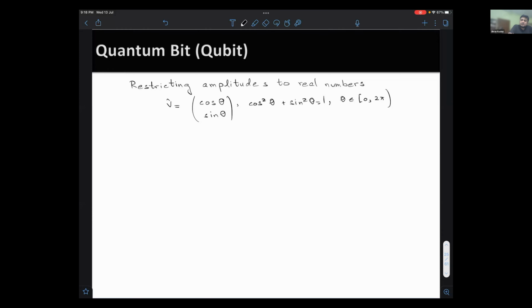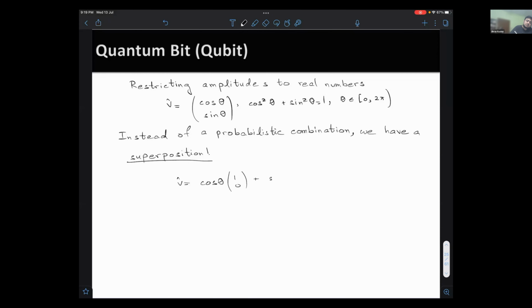So the key distinction from classical information to quantum information is that instead of a probabilistic combination, we have what is termed in the literature a superposition. What do we mean? We are saying cosine theta 0 plus sine theta 1. And the obvious question to then ask is, because that would be the range for theta in order to get our entire range for normalization.